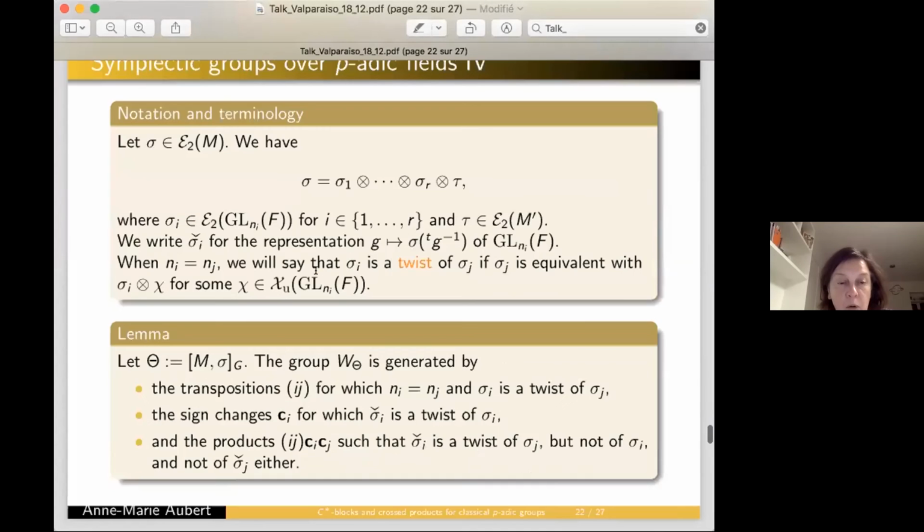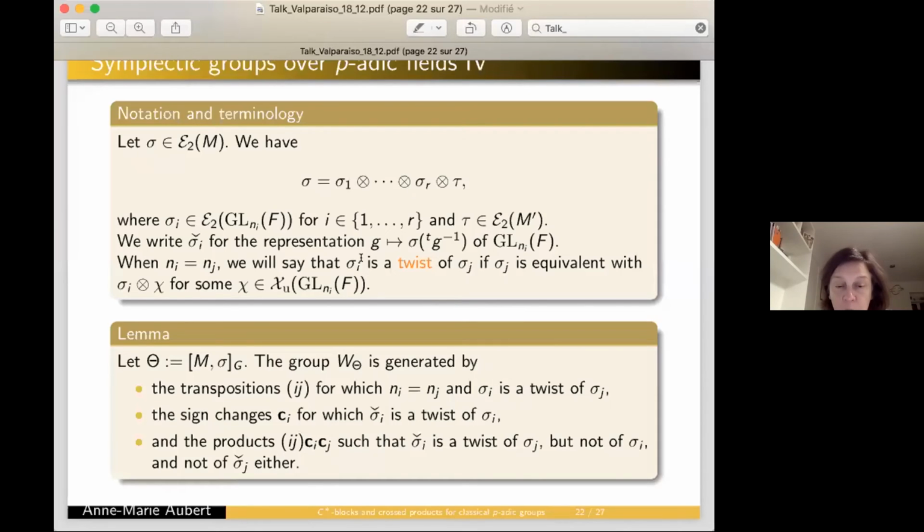Okay, so now I will start with a given discrete series, so this square integrable representation sigma of M, and we consider the block decomposition following the block decomposition of M. And we denote by sigma check the following representation. Also in the case when we have blocks of GL_n with the same size, I will say that sigma_i is a twist of sigma_j to mean that sigma_j is equivalent to sigma_i tensored by a unitary unramified character.